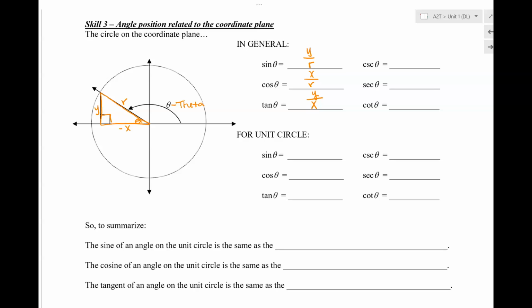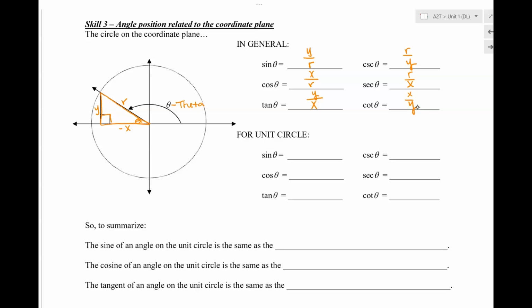Then tangent is opposite over adjacent, so we would say it is y over x. Depending on what quadrant you're in, the y and the x may be positive or negative. Then cosecant is the reciprocal of sine, which means that it would be r over y. Secant is the reciprocal of cosine, so it would be r over x. And cotangent is the reciprocal of tangent, so it would be x over y. And ladies and gentlemen, these are the general pieces.